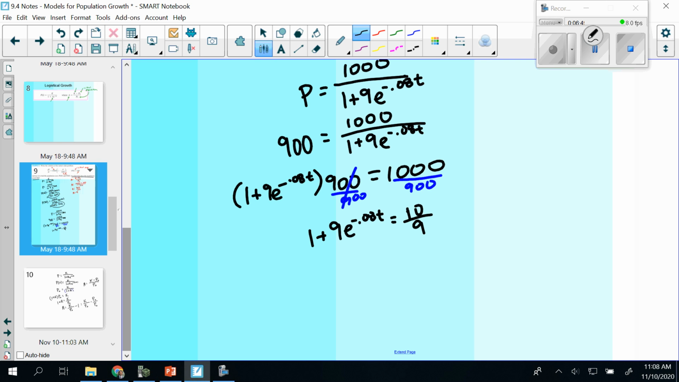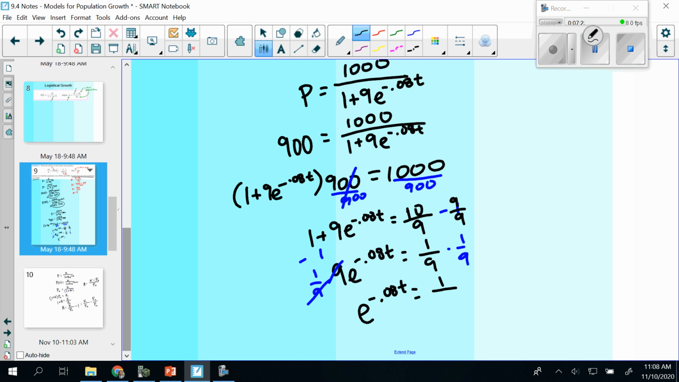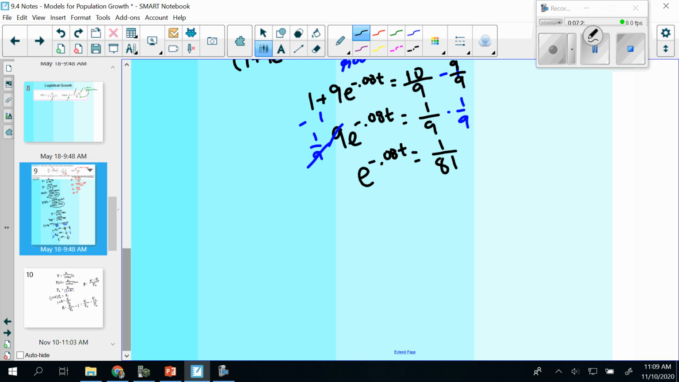Now we could get rid of our 1 here. Let's minus 1. So now we've got 9e to this equals, if we get a common denominator here, this would be like 9 over 9. So we're going to get 1/9. All right, now let's divide by 9. Or that's the same as multiplying by the reciprocal of 1/9. So that cancels out. So now we've got e to the negative 0.08t equals 1/9 times 1/9, which would be 1 over 81.